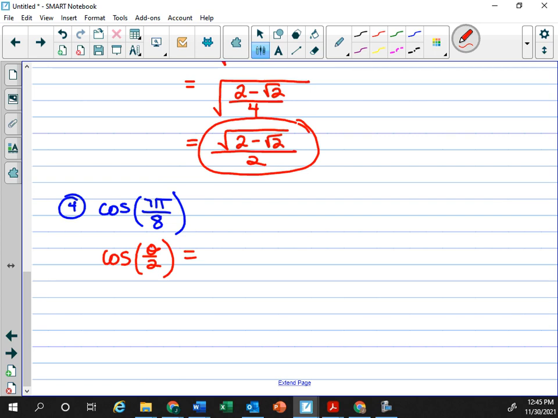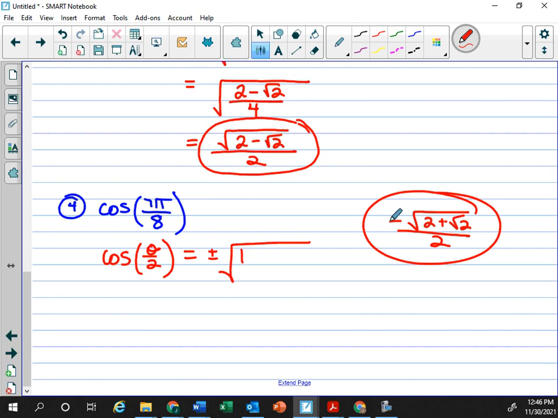Are we ready, guys? Okay. What did you get as an answer? Negative root 2 plus root 2 over 2. Yes, this is the answer, if you got there. Negative big square root of 2 plus root 2 all over 2. How many got there? Okay, I'll still go through it. I just want to see how we did on that. So you've got your formula: plus or minus the square root of 1 plus cosine theta all over 2.